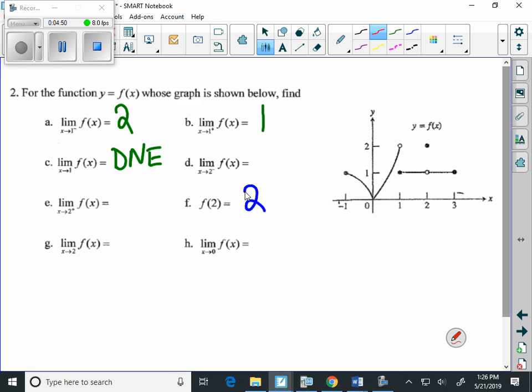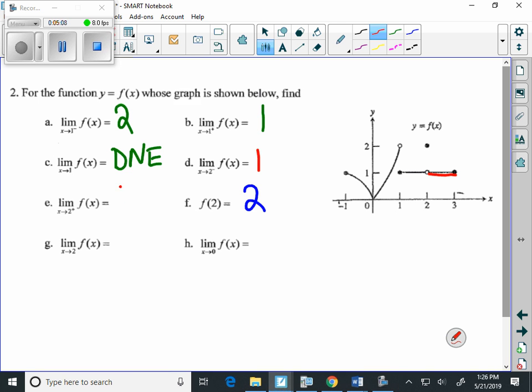If we look at the same kind of thing, the limit as x approaches 2 from the left, we're going to follow along here, and as x approaches 2 from the left, we're going to be very, very close to 1. As for the limit as x approaches 2 from the right, we're going to come from this direction, and we're still going to approach 1.